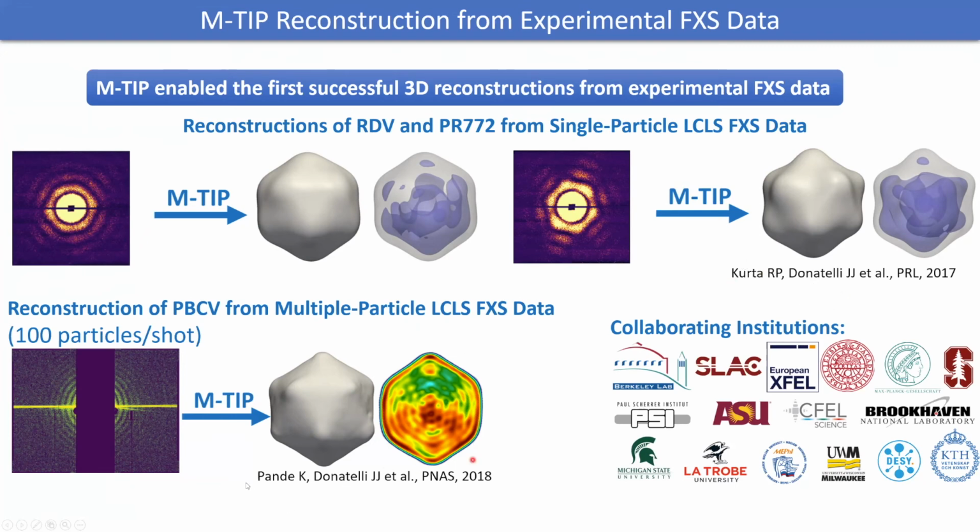And on the bottom left, this is something that Kanupriya Pande is going to talk about in more detail later today. This is a reconstruction of a PBCV1 virus from multiple particle fluctuation scattering data collected at the LCLS. So here, for each diffraction snapshot, there were 100 different viruses in the beam, all at different positions and orientations. And so here, MTIP was also able to reconstruct the 3D structure of this virus, PBCV1, from the experimental data.